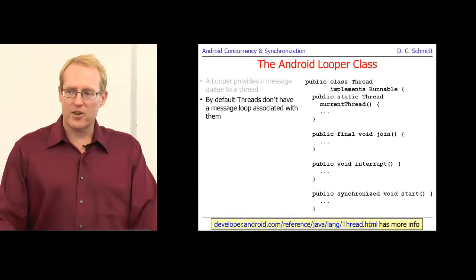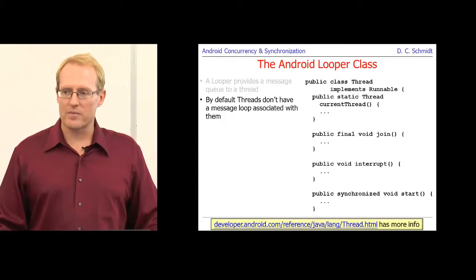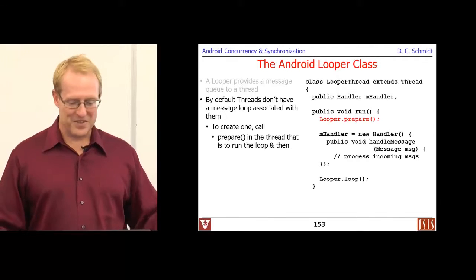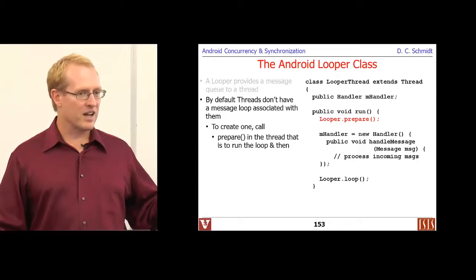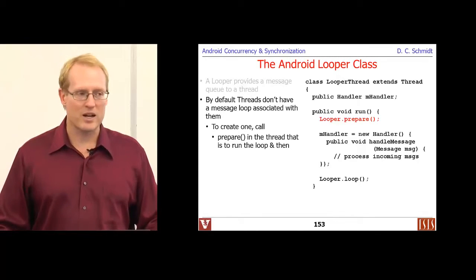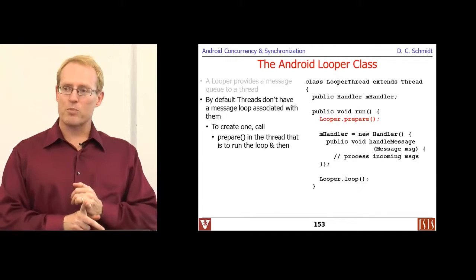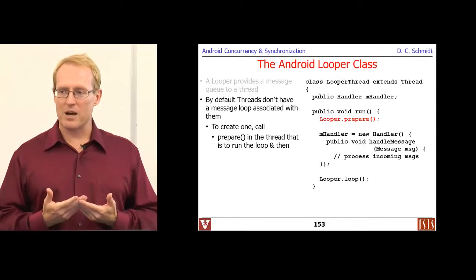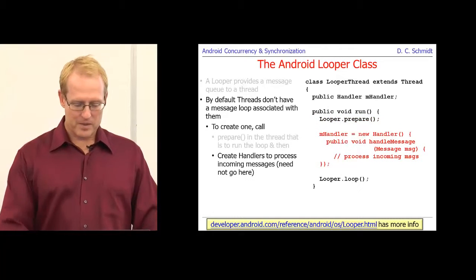By default, a Java thread that Android gives you doesn't have a message loop or a message queue associated with it. So if you want one, here's how you need to create one. This is an example I'm taking right out of the documentation for the looper that comes with Android. You have to do two things. You have to call Looper.prepare, which is clearly a static method. You have to call that in the thread that you want to become a looper. And here's some more discussion about that.